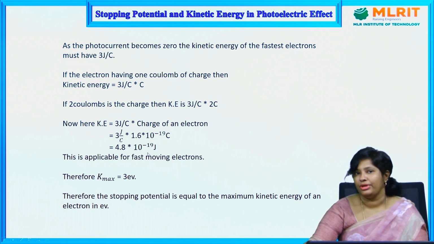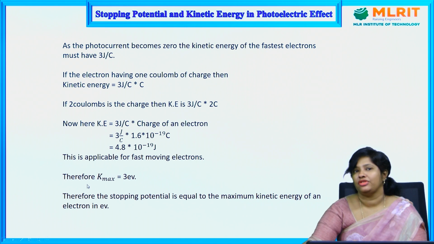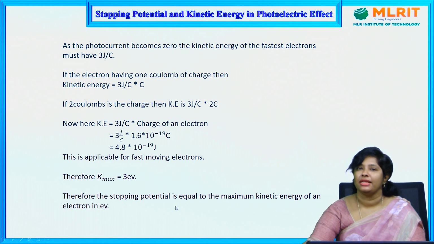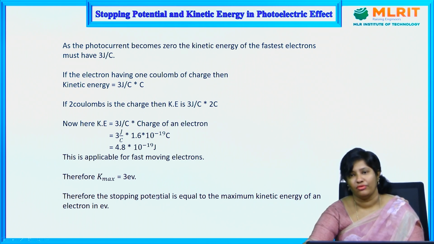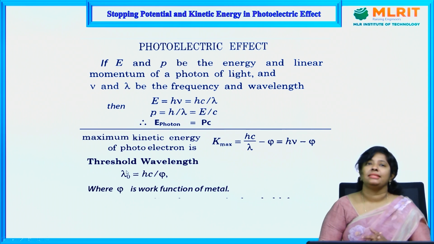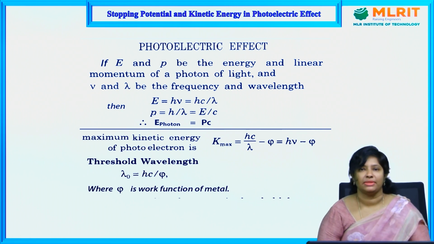4.8 into 10 to the power of minus 19 joules, converted to electron volts, is nothing but maximum kinetic energy equal to 3 electron volts. Therefore, the stopping potential is equal to the maximum kinetic energy of an electron in electron volts. Next, coming to the one way of calculating the maximum kinetic energy.